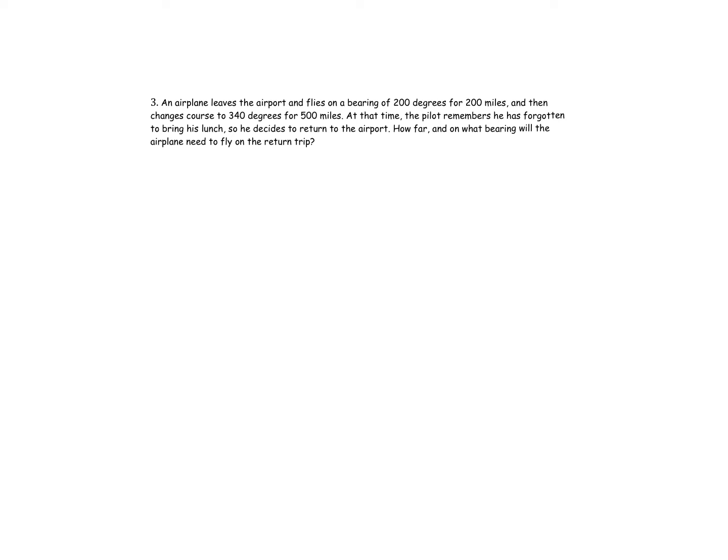So you've got an airplane leaves the airport and flies on a bearing of 200 degrees for 200 miles. Okay, so let's start here. We've got our starting point, and it goes on a bearing of 200, so 180 plus 20, and it's going for 200 miles. So I'll label that as 200, and maybe I'll do my angles in red. So the bearing we said was 200 degrees, so after 180, this little angle here is 20 degrees.